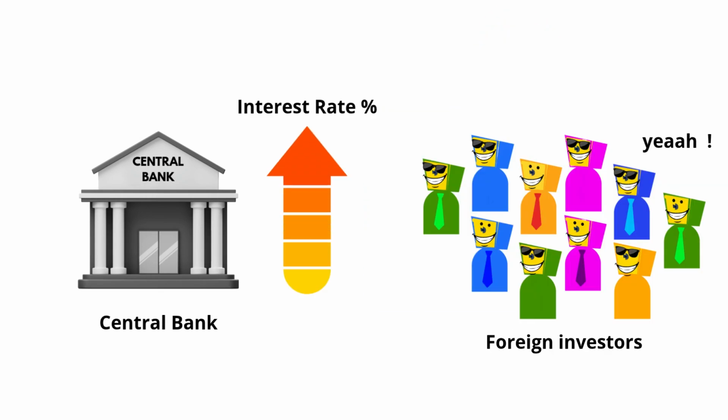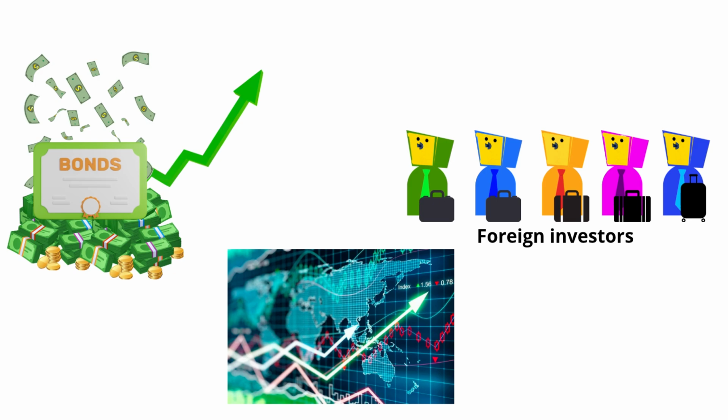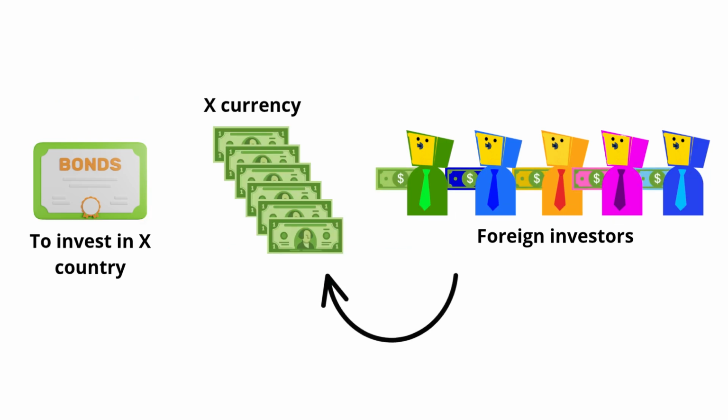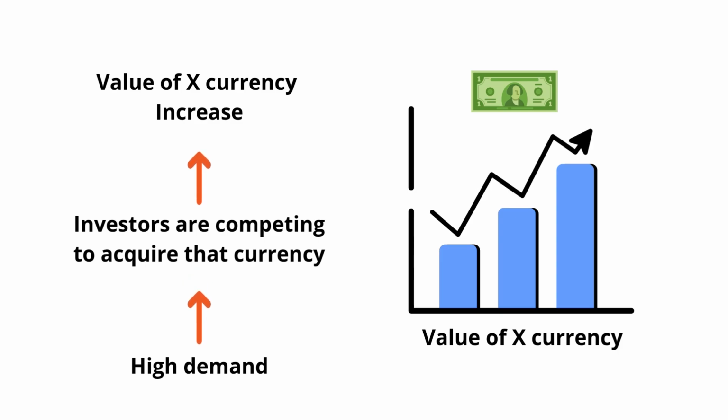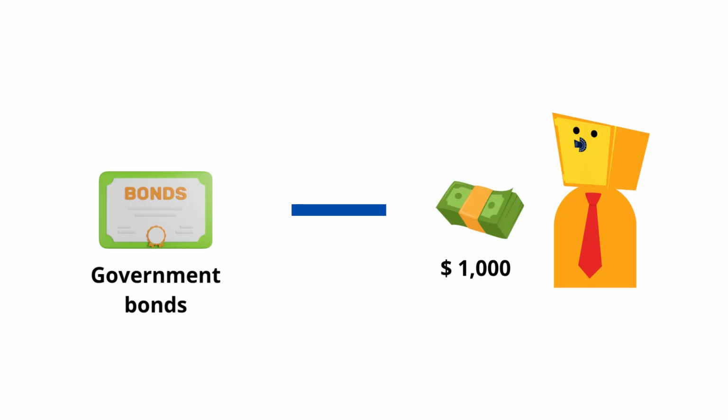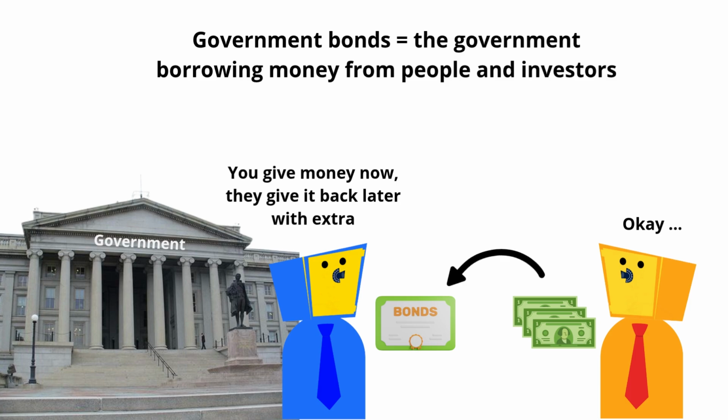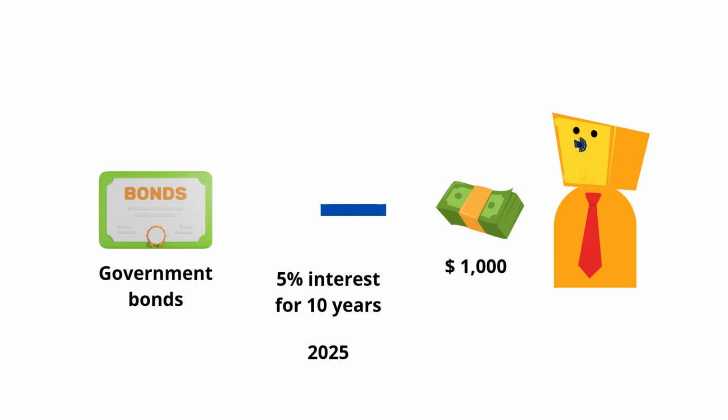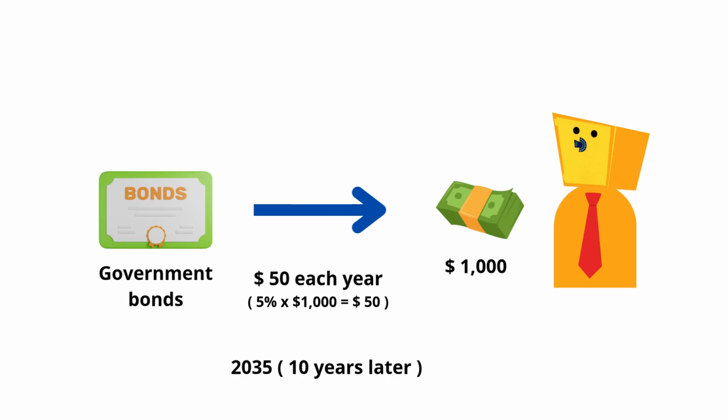When interest rates are high, investors can earn more money from their savings or investments. This attracts foreign investors, and to invest, they need to buy that country's currency. The extra demand makes that currency stronger. Example with government bonds. A government bond means you lend money to the government, and they promise to pay you back later with interest. If you buy a bond for $1,000 with a 5% interest rate for 10 years, you'll get $50 each year for 10 years.